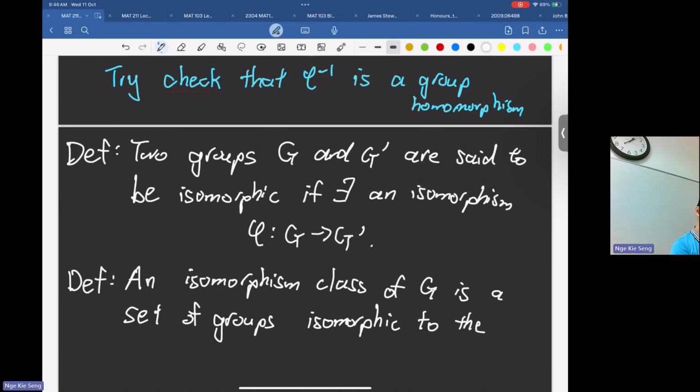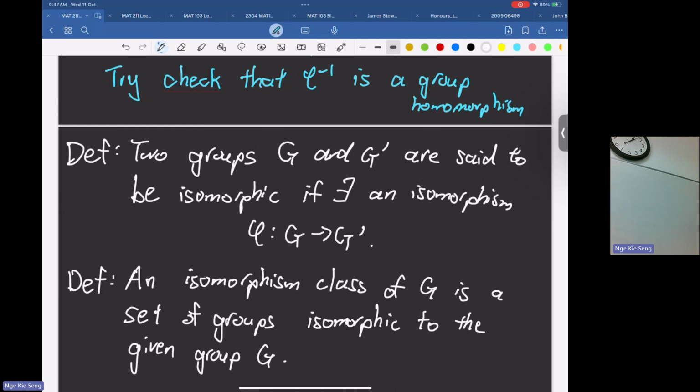To the given group G, you should think of it as an equivalence relation. An equivalence relation says what? Three properties you need to satisfy. The first is reflexivity: you are equal to yourself.